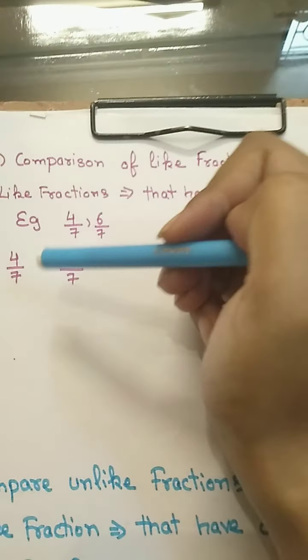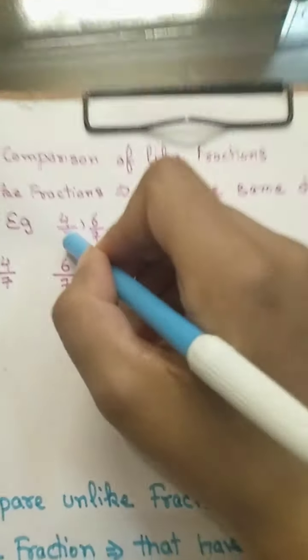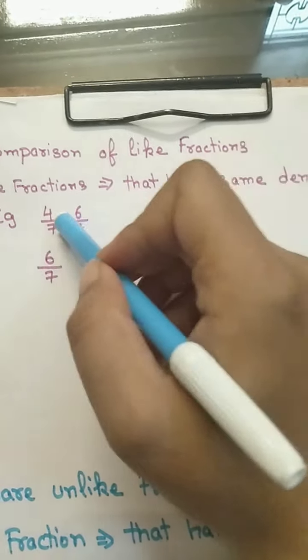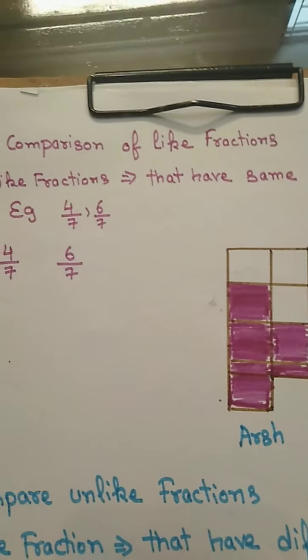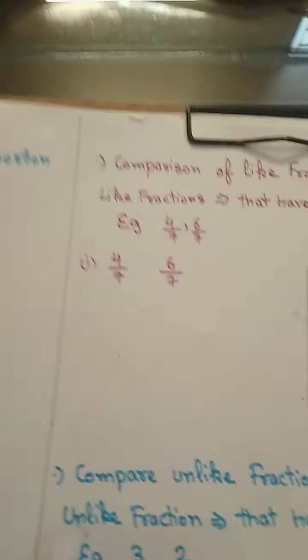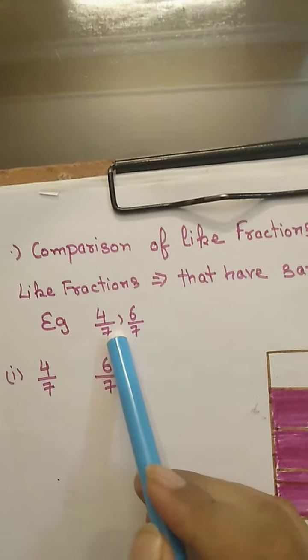Do you know what is the denominator? Yes, the down part of the fraction, that is, in this case the denominator is 7. In this case the denominator is again 7. So these are like fractions. So now we need to compare which is bigger. So which is greater? How can we check?